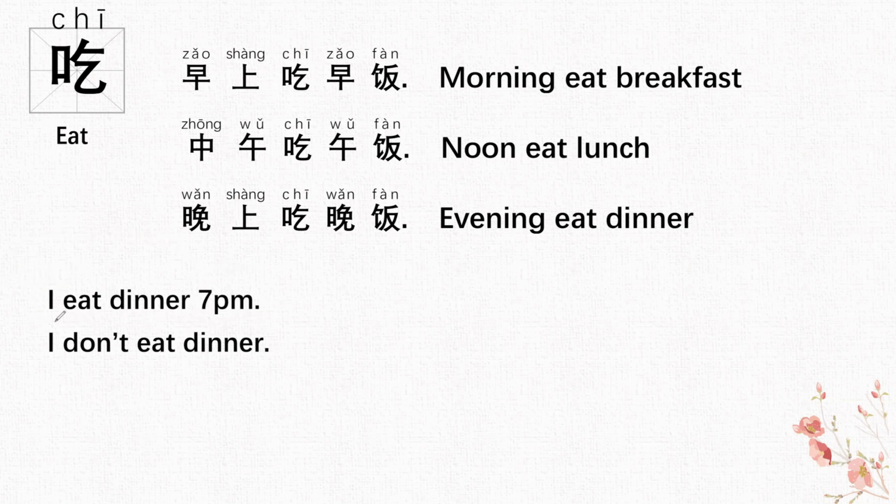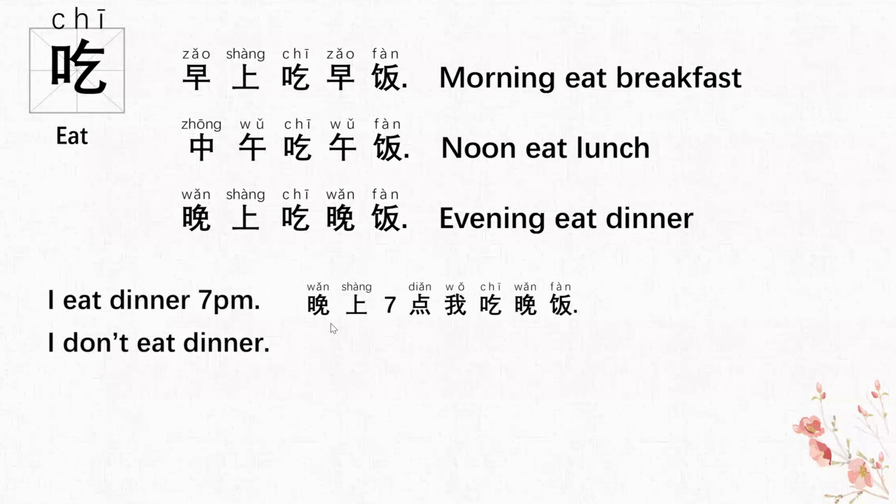So this is the first sentence. I ate dinner 7 p.m. You can pause the video now and then translate it. After you go to your sentence, you can replay the video. I ate dinner 7 p.m. We will say 晚上7点, p.m. is evening. 晚上7点我吃晚饭. Evening 7, I ate dinner.